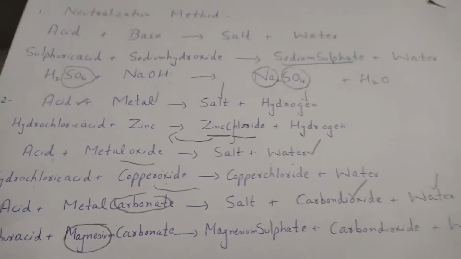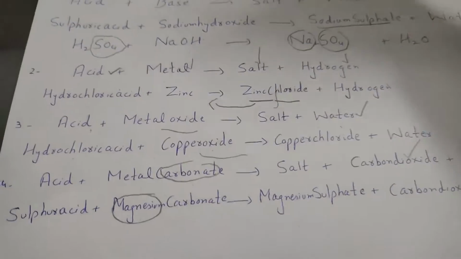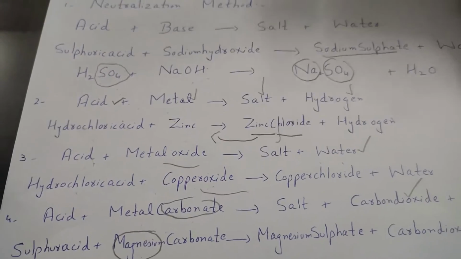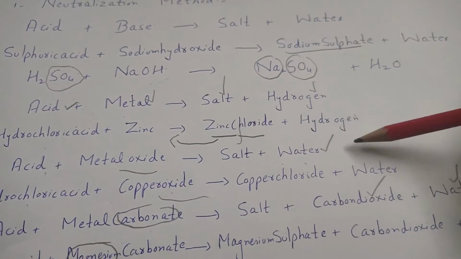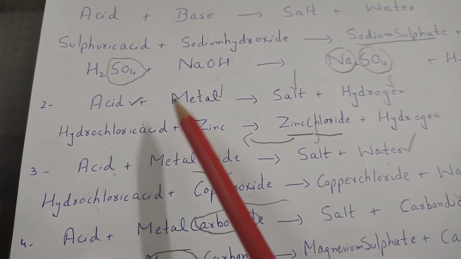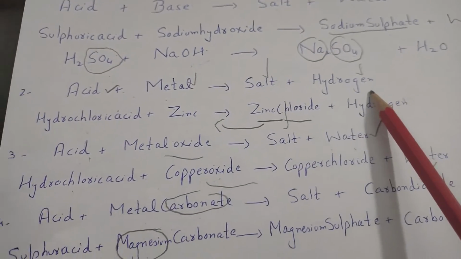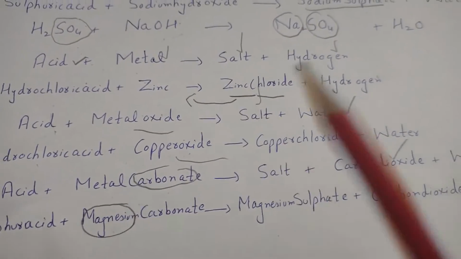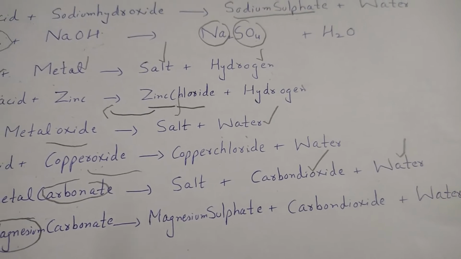So this is the very important point in neutralization reactions: with metal oxide we are getting water, only where there is a metal we are getting hydrogen, and whenever there is a carbonate we are getting carbon dioxide and water.